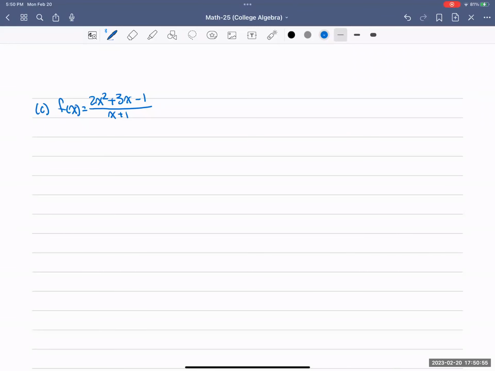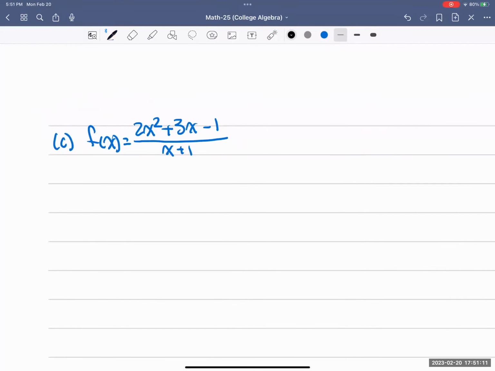Section 5.6. This is what I'm going to call top heavy. So the degree in the numerator is larger than the degree in the denominator. And we'll see what happens right now. So let's start with step number 1, our vertical asymptote.